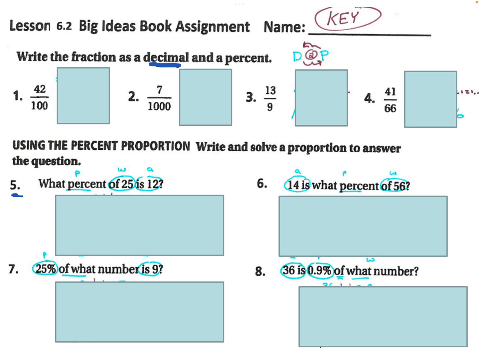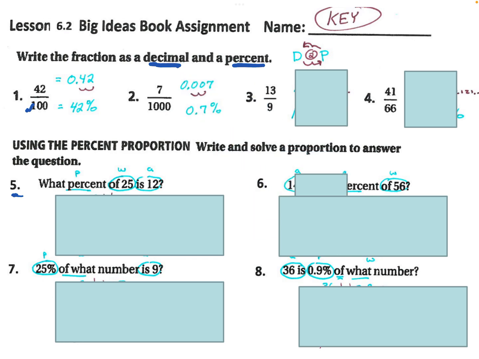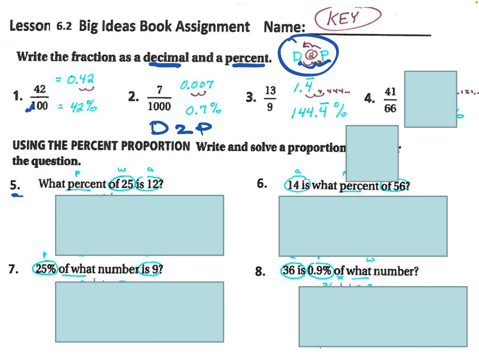For the first 40, we're supposed to write it as a decimal and a percent. Looking at number 1, it's out of 100, so that's 42% and 0.42. Number 2 is out of 1,000, so I would have divided that with my calculator, which would have given me 0.007. And then again, you still do D to P. If you make them all decimals first, you would go 2 to the right because you're multiplying by 100.